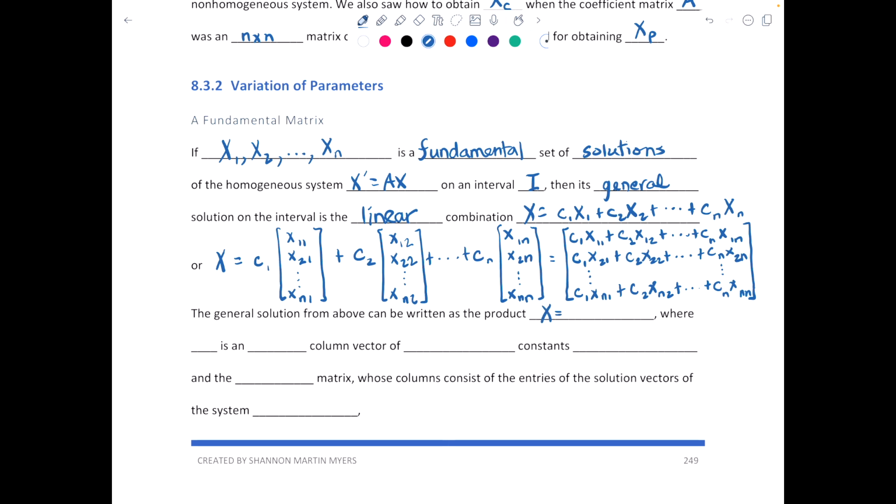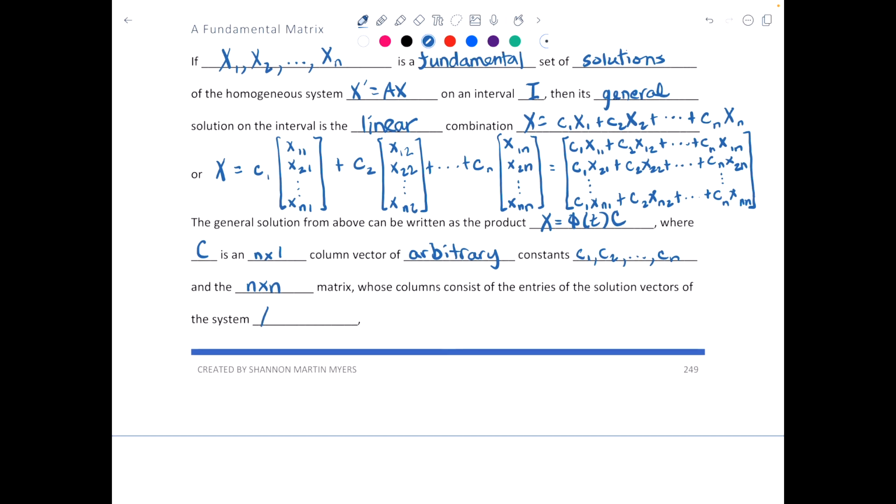Okay, so the general solution from above can be written as the product x equals phi of t, which is another matrix, times c, which is a matrix, where c is an n by 1 column vector of arbitrary constants, c1, c2, all the way down to cn, and phi is the n by n matrix whose columns consist of the entries of the solution vectors of the system, x prime equals A times x.